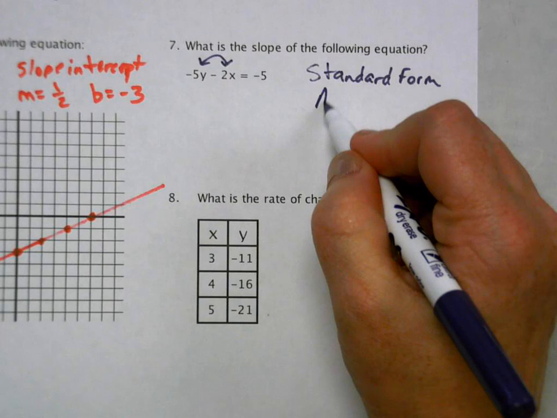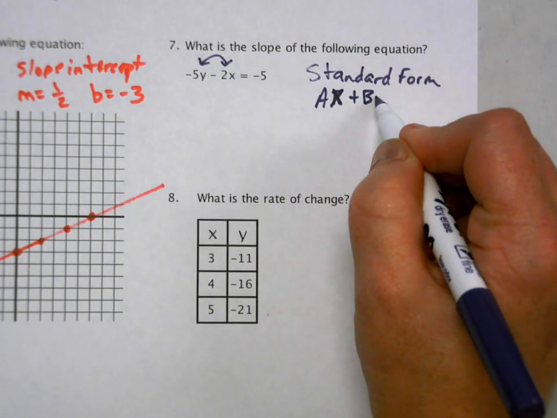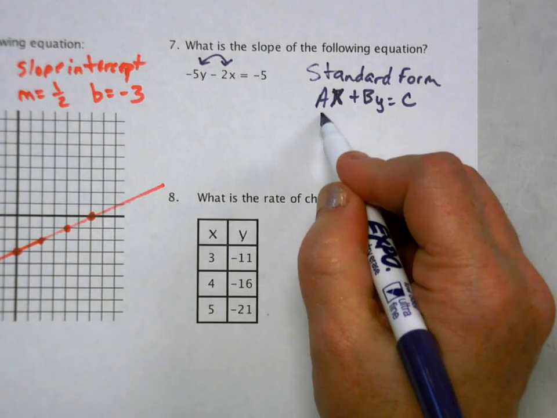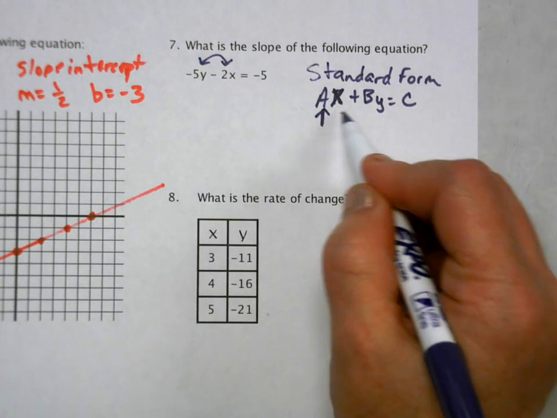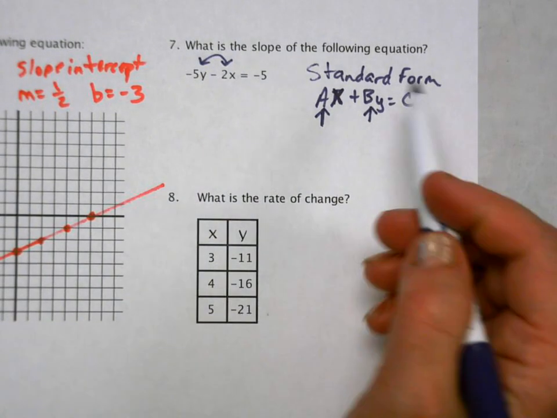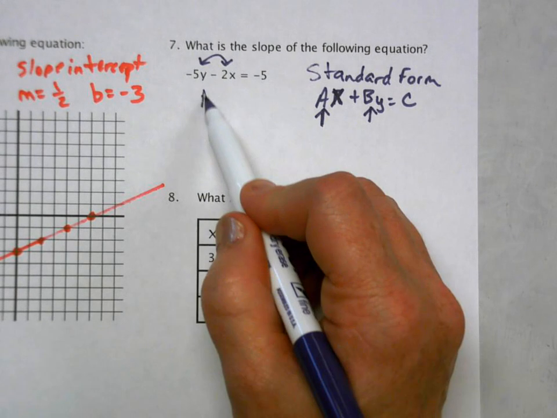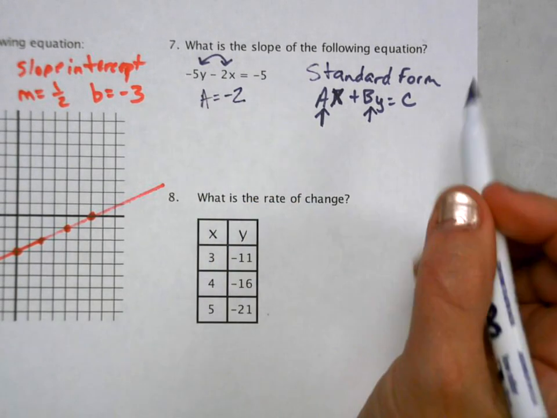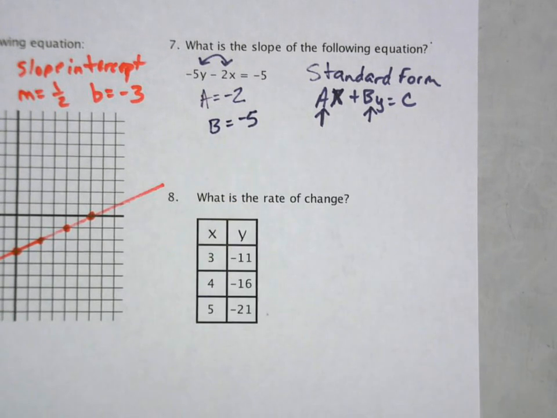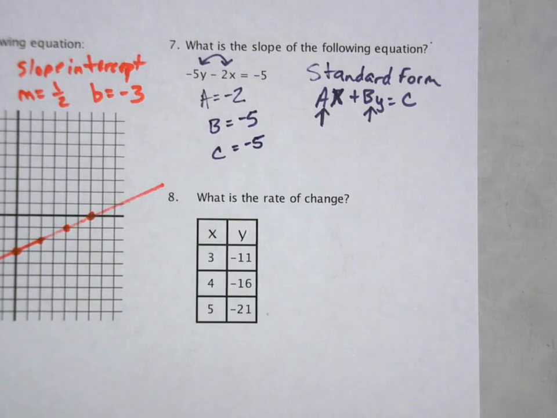Okay. So in order for us to use Ax + By = C, we really just need to know that the A always goes with the x and the B always goes with the y. It doesn't matter which order it's in. You don't have to rewrite it. As long as you know that your A is going to be -2, your B is -5, and your C is also -5.